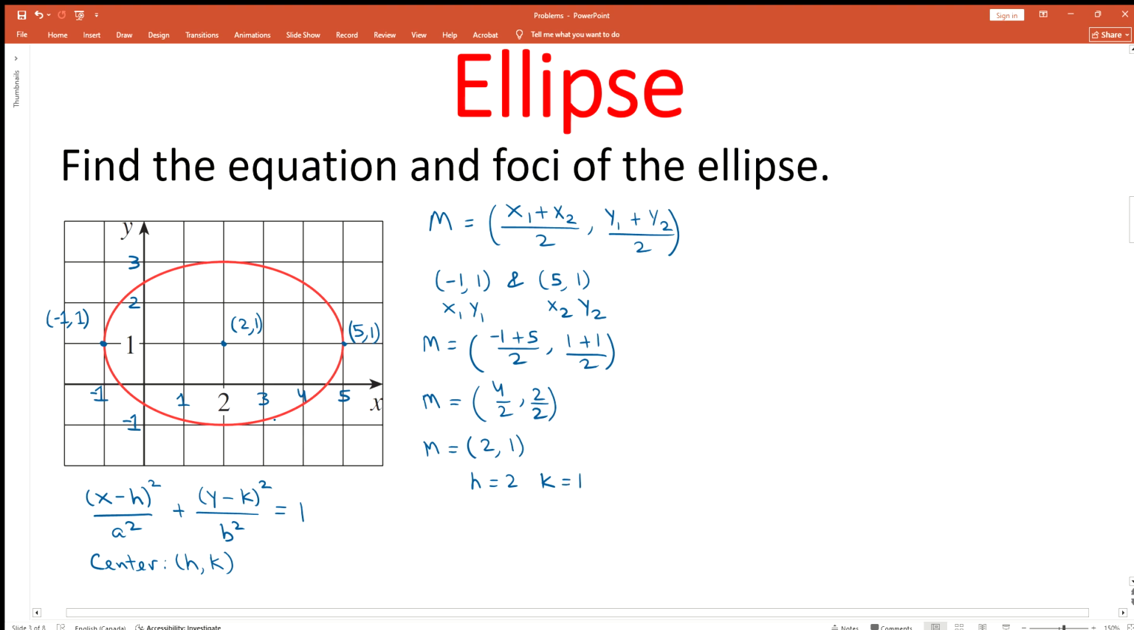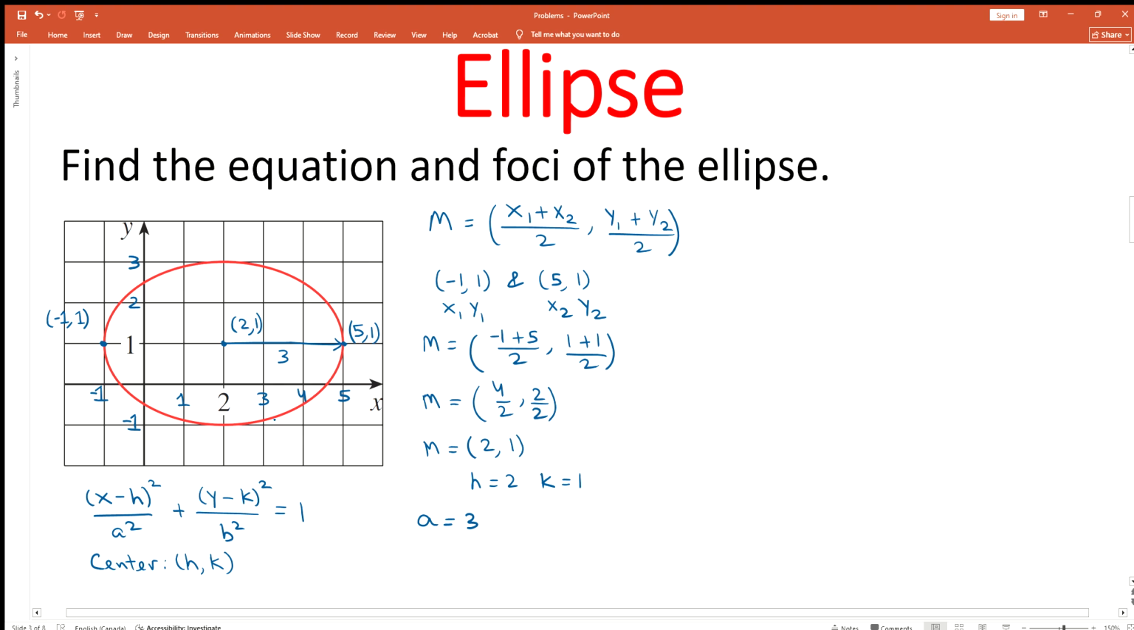Next, we can find the values of a and b. A represents the distance between the center of the ellipse and either of the two vertices. As per the graph, you can see that the vertex on the right side (5, 1) is 3 units to the right side of the center of the ellipse. Therefore, the a value is equal to 3.